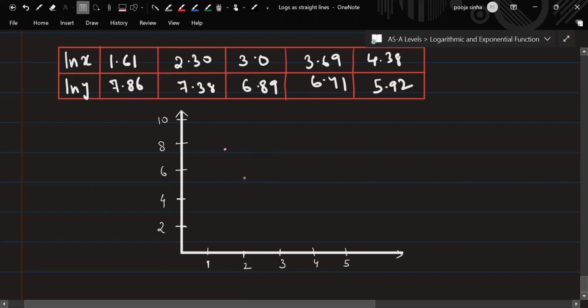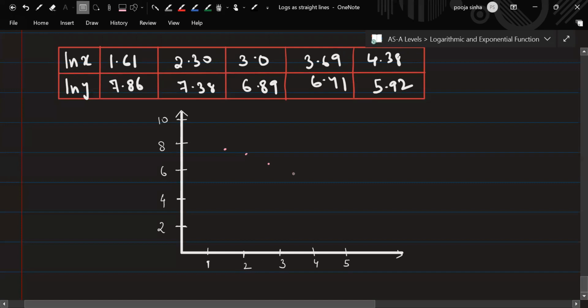Okay, next value is 2.3 and 7.38. 2.3 closer to this, 7.38 here somewhere. Then 3 and 6.89 somewhere here. So you see, we are going to get a straight line, correct?